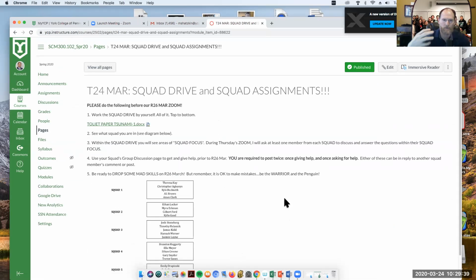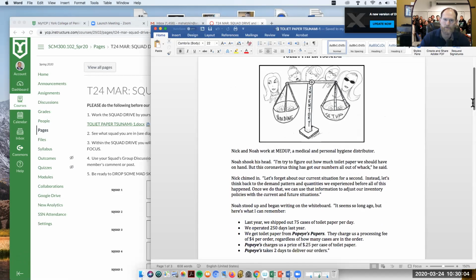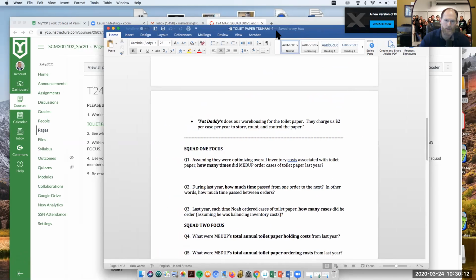So the bottom line is I've organized you into squads. That's the first thing, you want to check out what squad you're in. I've posted a squad drive for you here. Okay, so it looks like this. And throughout the squad drive, you have these areas of focus. So the bottom line is I want you individually to do the whole thing. Knowledge is knowledge.